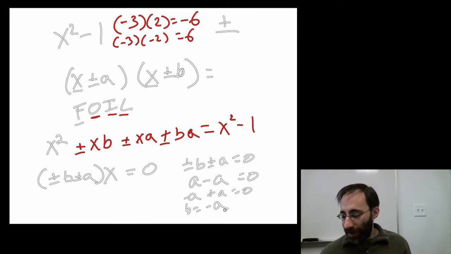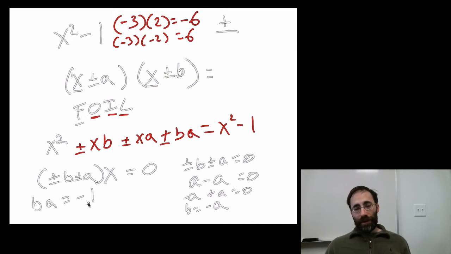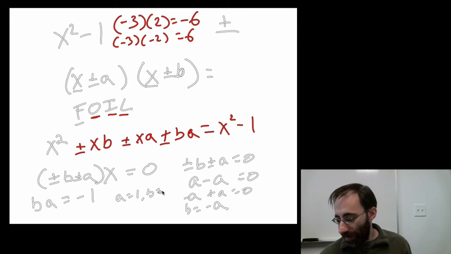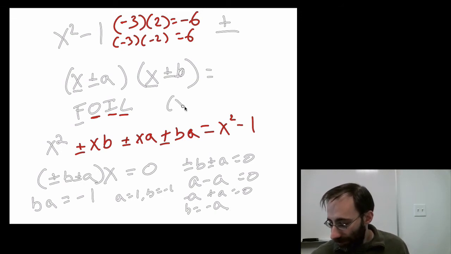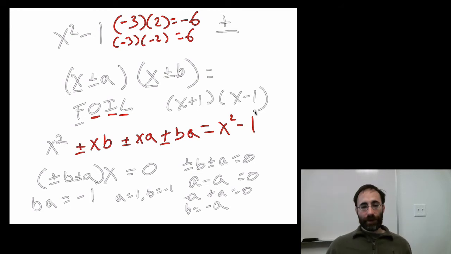So that's done. And then we just have b times a equals negative 1. Well, how do you get two things to equal negative 1? They're additive inverses. Well, if one's 1 and one's negative 1, then they're additive inverses. They add to 0, but they multiply to give you negative 1. So let's say a is 1 and b is negative 1. And finally, we can write this as x plus 1 times x minus 1.